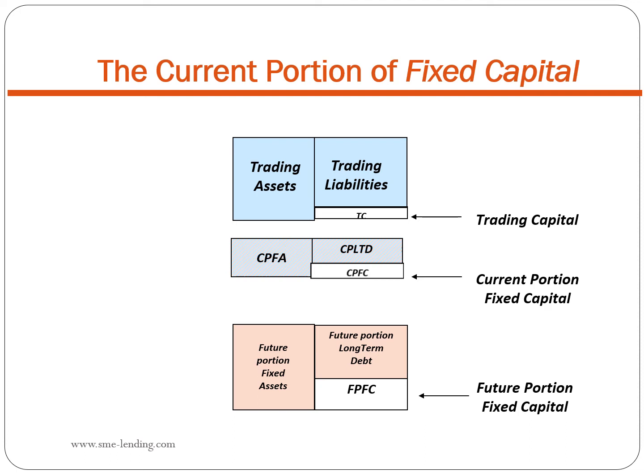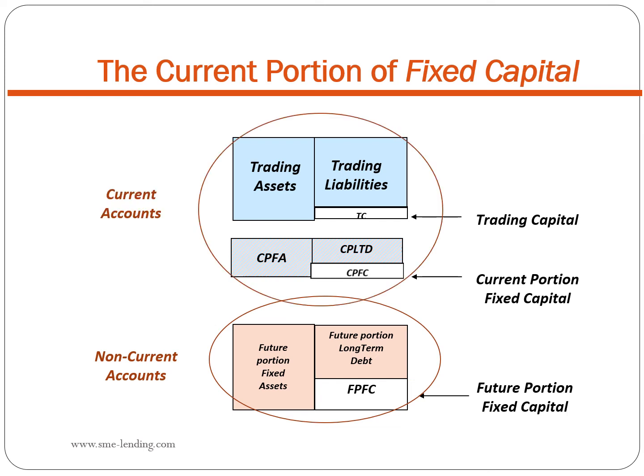That gives us a three-part balance sheet. The original balance sheet attempted to separate current accounts from non-current accounts. The bottom section here identifies everything that is not current. The future portion of fixed assets is the quantity of fixed assets that will still be on the balance sheet at the end of the year to be used in future years. The future portion of long-term debt is the debt that is not due until future years. And the future portion of fixed capital is the owner's capital that will still be invested in fixed assets at the end of the year.